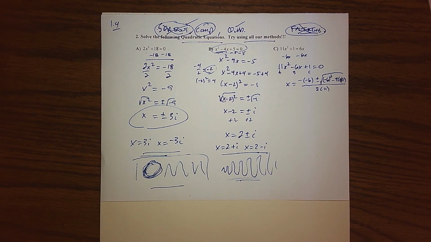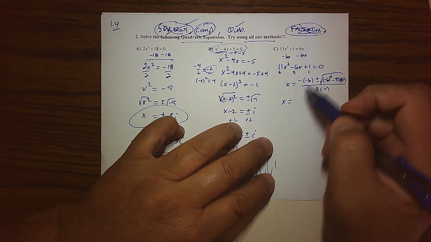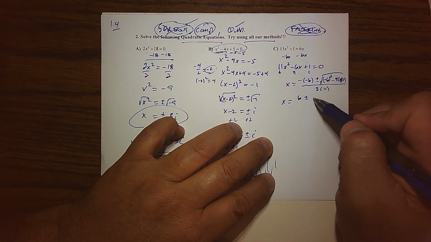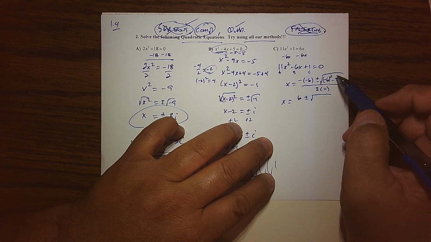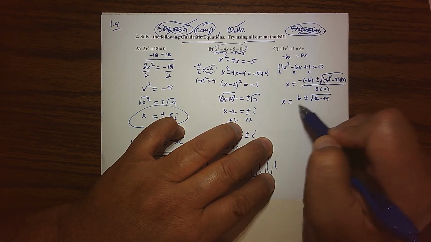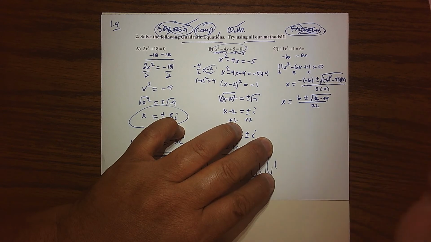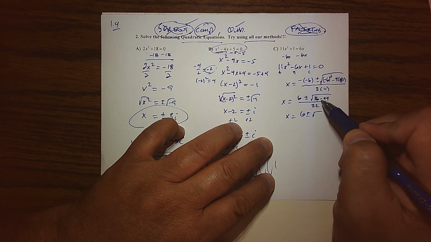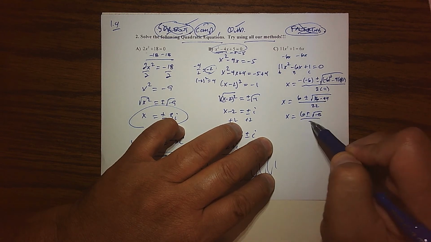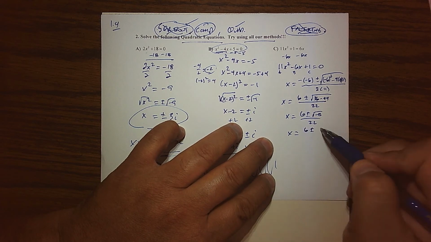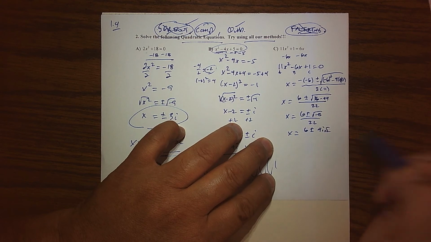Okay, so there's our solution there. We end up with, it looks like, positive 6, plus or minus. It looks like we have what here? 36, and that'd be a minus 44, all over 22. And so x equals 6 plus or minus, I think what we're going to get here is negative 8, all over 22. And if we keep going, this is 6 plus or minus, we have 4i square root of 2 there.